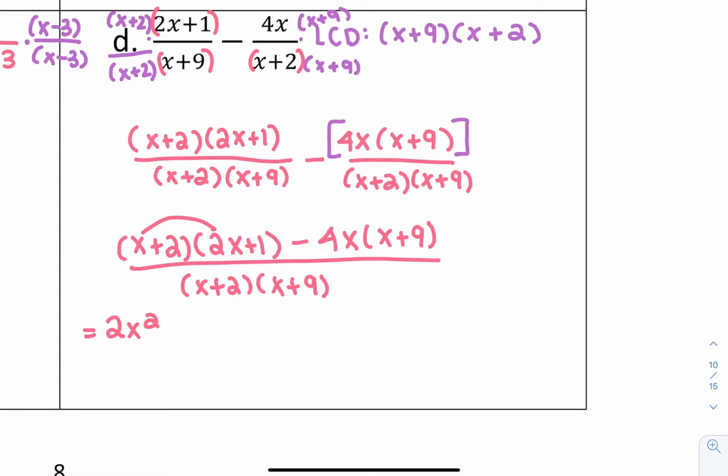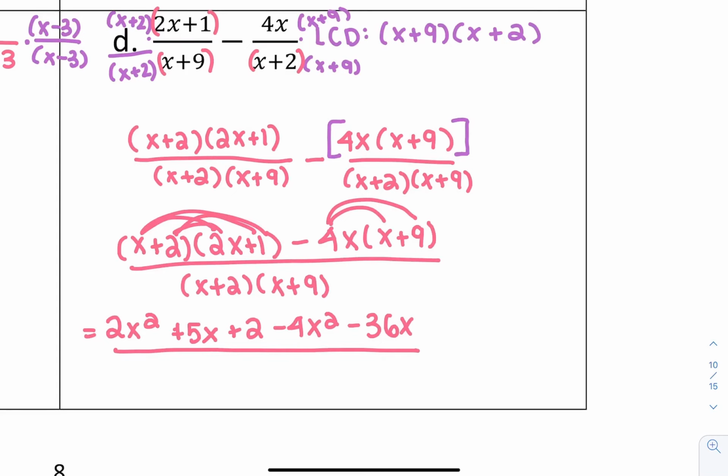So this becomes 2x squared plus x plus 4x is plus 5x plus 2. Now minus 4x times x is minus 4x squared. Minus 4x times 9 is minus 36x. All over x plus 2 times x plus 9. We'll have to FOIL that out too. So we'll get x squared plus 2x plus 9x is plus 11x plus 18.